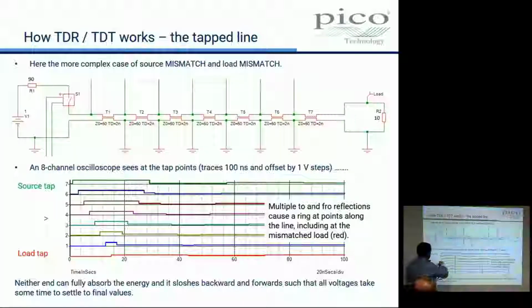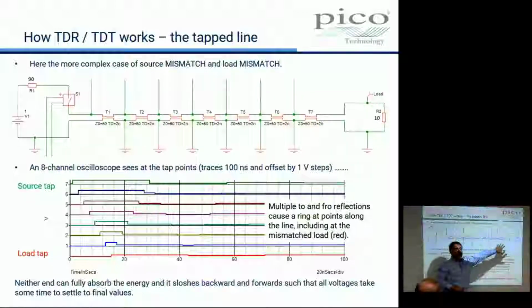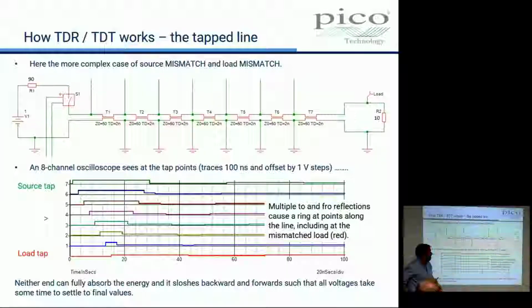This is the sort of thing that happens. We can see step, step, step, step, and it goes on as the wave bounces backwards and forwards along this line, finding mismatches at both ends. In order to resolve the mismatches, little steps have to happen. And this causes all sorts of trouble if we don't think about how we match a source, a line, and a load. And this is what microwave engineers and high-speed digital engineers have to do.